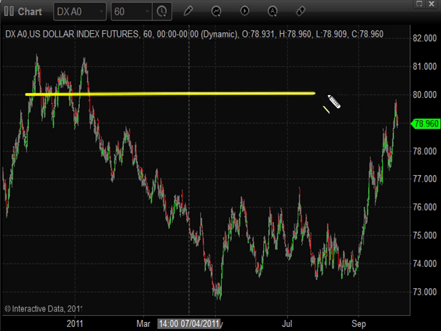I was pointing out just visually about the 80 level would be a pretty key one that's in the middle of this range from back in 2010. And the fact that it's in the middle of the range, that's where the average price will be held, and that'll be the key resistance zone.